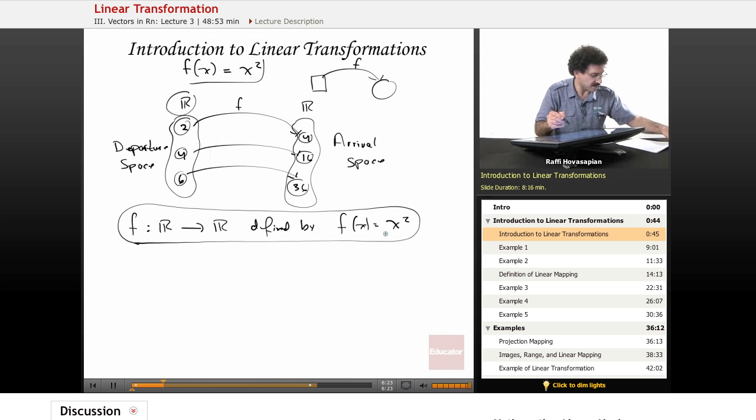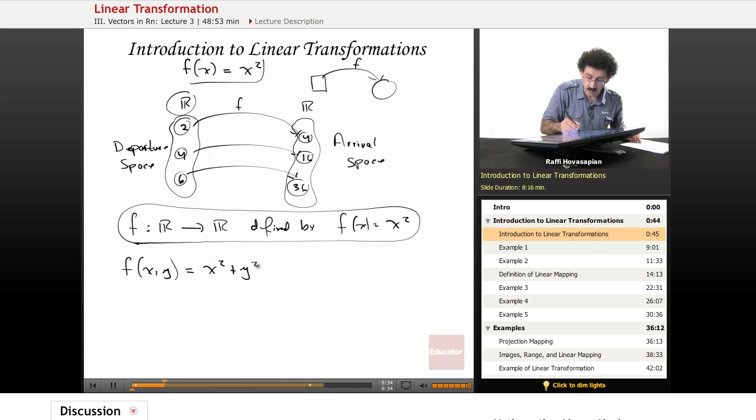Let's do another example. Let's say I have the function f of x, y. Now I have two variables, is equal to x squared plus y squared. Let's just do a simple example. If I take the point (1, 2), it's x squared plus y squared, so 1 squared plus 2 squared is equal to 1 plus 4, that's equal to 5.